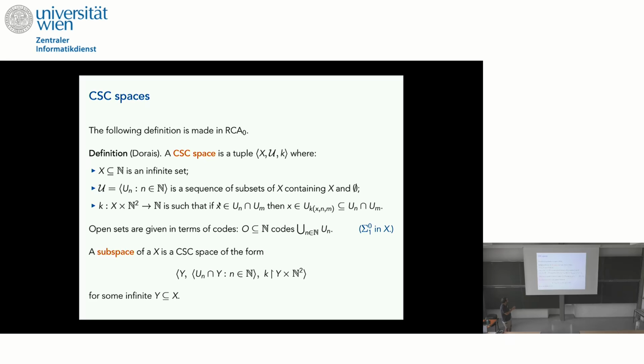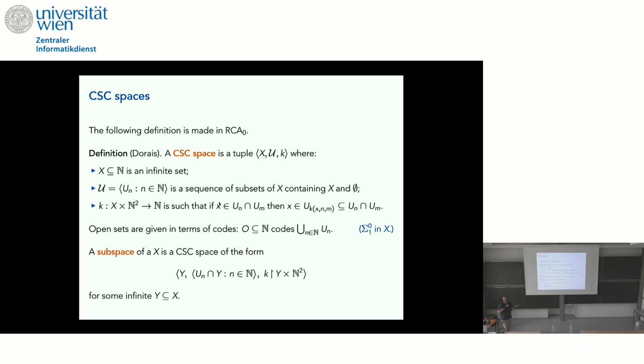What this says more precisely is that it's a function that takes as input an element of the space and a pair of indices, and it outputs an index. The property is that if x is in the intersection of U_n and U_m, then x is in U sub k of x and m, and that is contained in the intersection of these. So it's a convenient definition to work with.